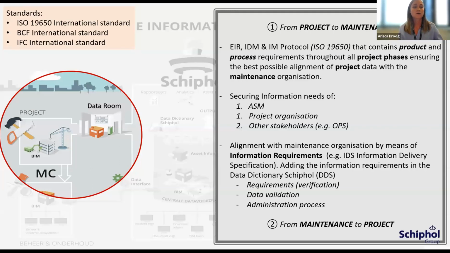So to start, I'm going to start over by the project phase. We actually are using the standards ISO 19650, but also the IFC international standard to really describe our product and process requirements throughout all of the project phases to ensure the best possible alignment of the project data with the maintenance organization. By doing that, we're securing the information needs of asset management, which is ASM here at Schiphol, the project organization, but also some of the other stakeholders like operations.